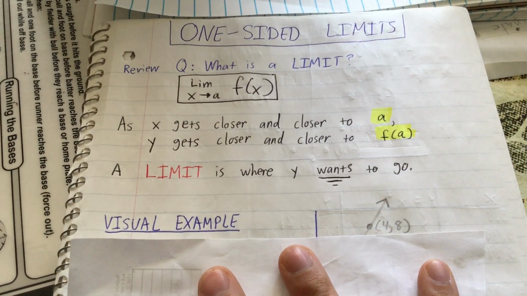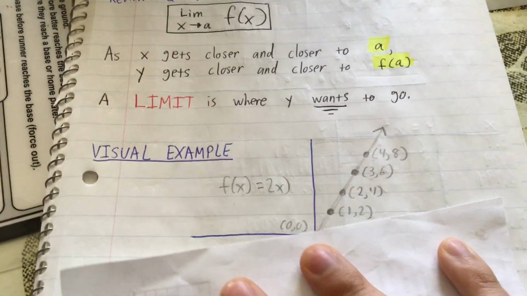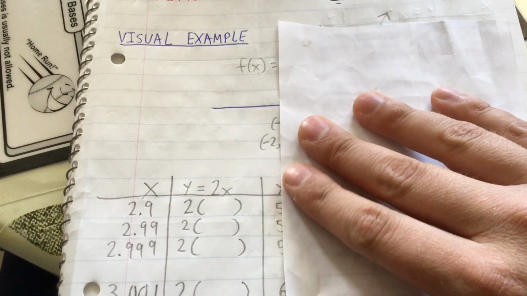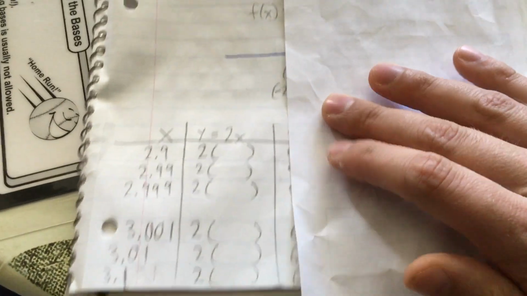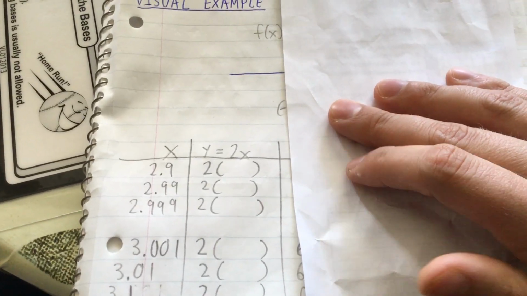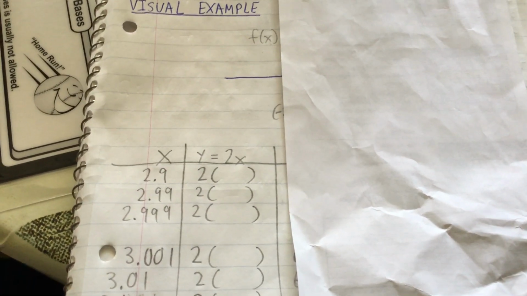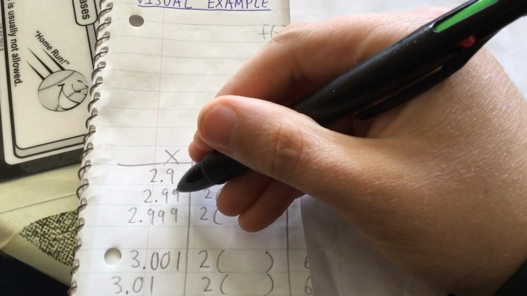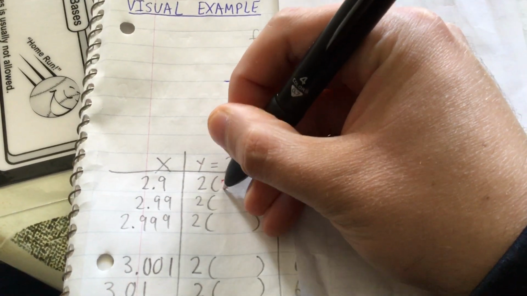So if I give you a visual example, let's say I give you y equals 2x, something very, very basic. Let's make this little table, and say I want to figure out the limit as x approaches 3. Well, one strategy is just to plug in values of x closer and closer to 3. So let's plug in x equals 2.9, 2.99, 2.999.